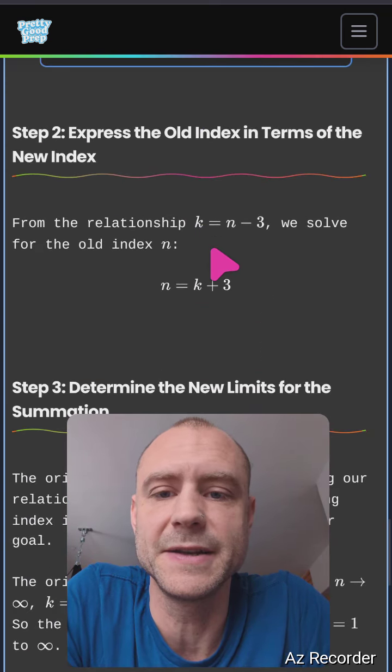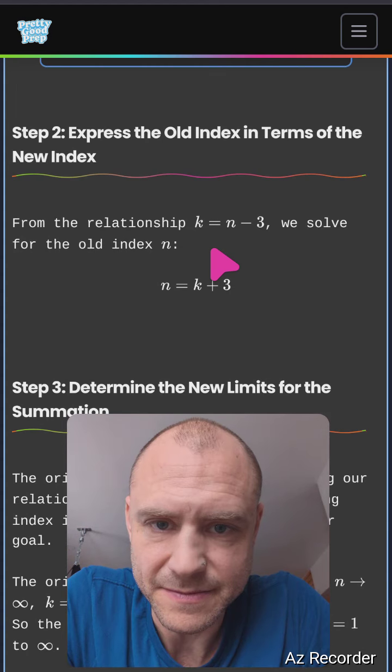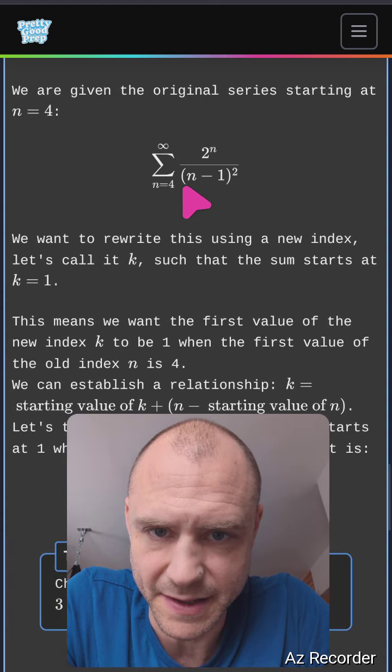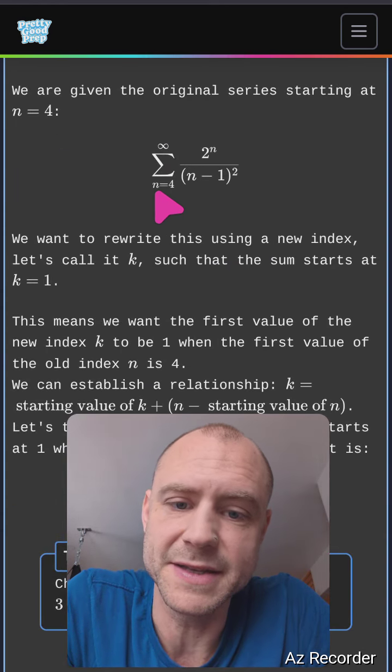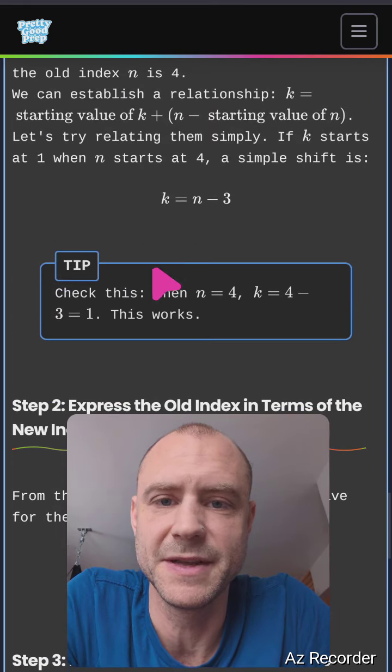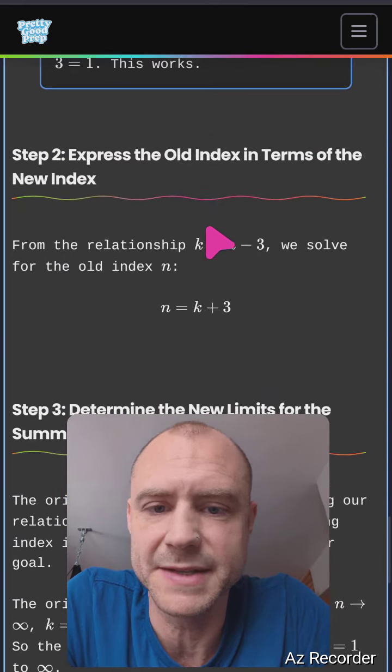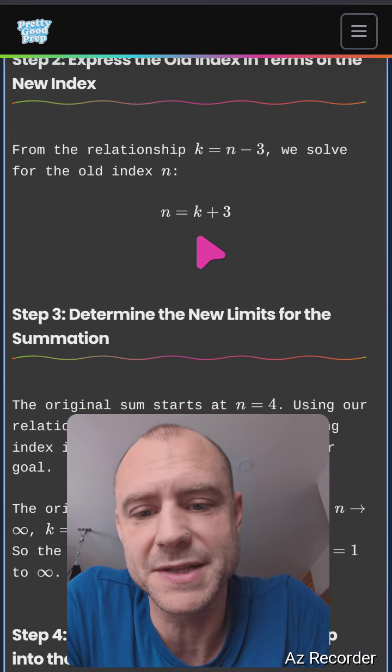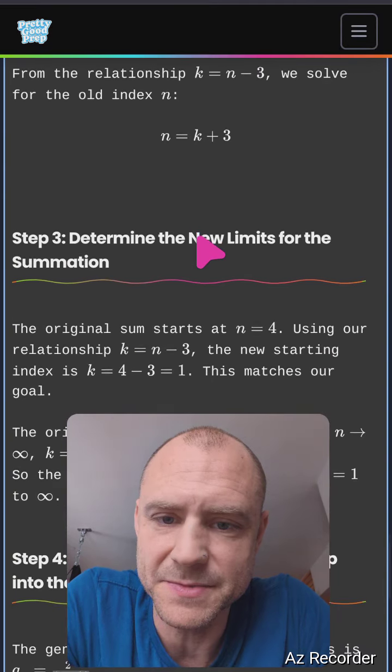Because from that point on, we're going to be subbing out. So remember our original question was here. Now we need to take all our n values and replace them with k values. Well, we can do that now because we have a relationship. We had k is equal to n minus 3. Well, we can solve for n is equal to k plus 3. Now all we have to do is start subbing in.